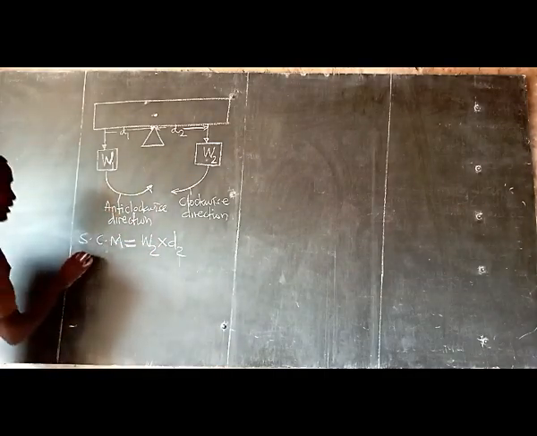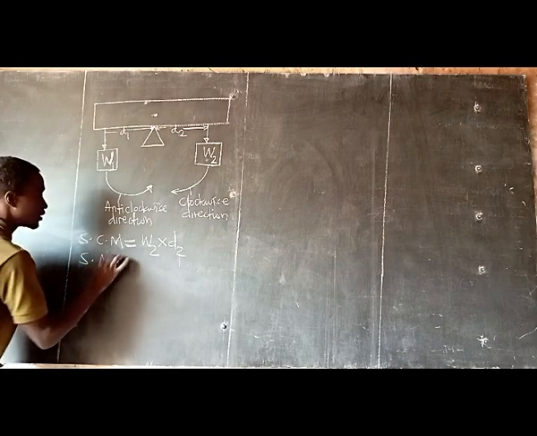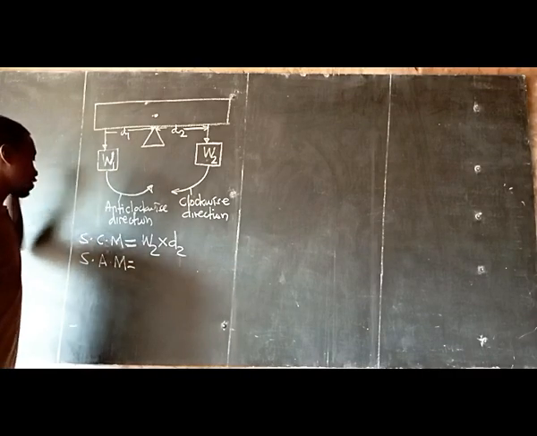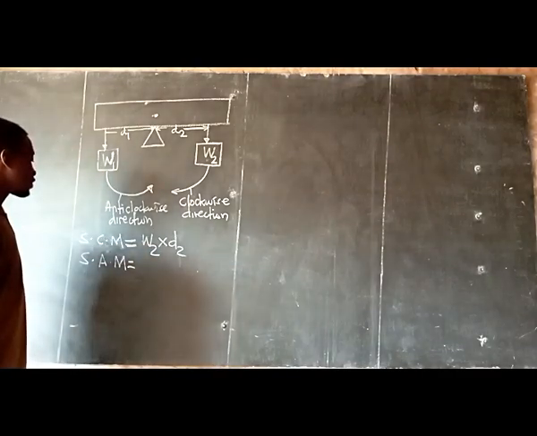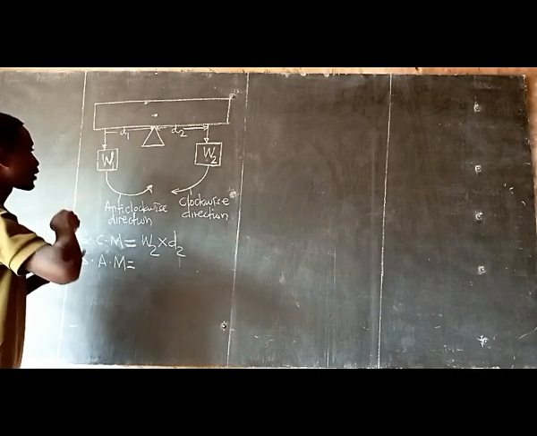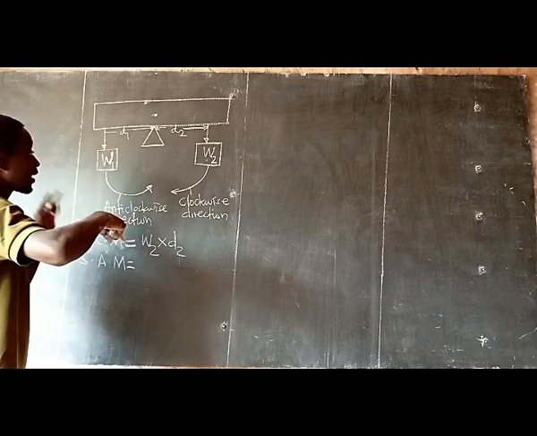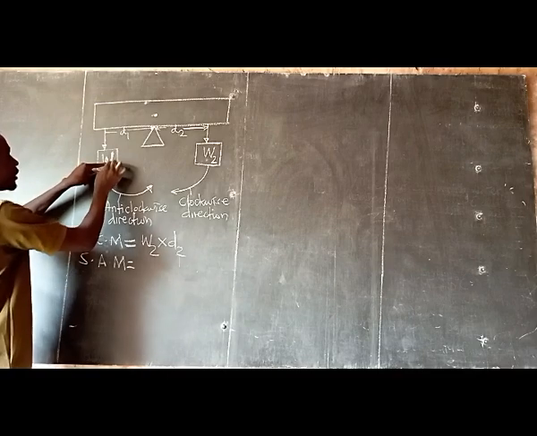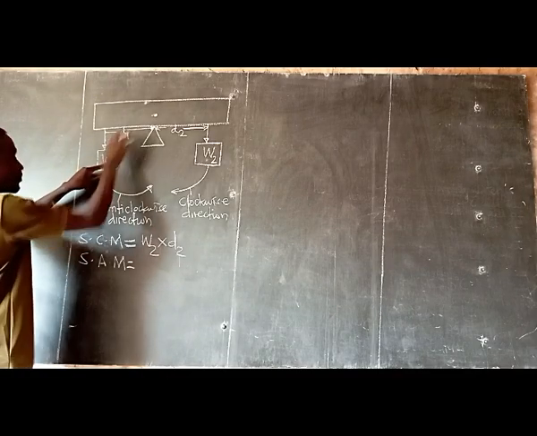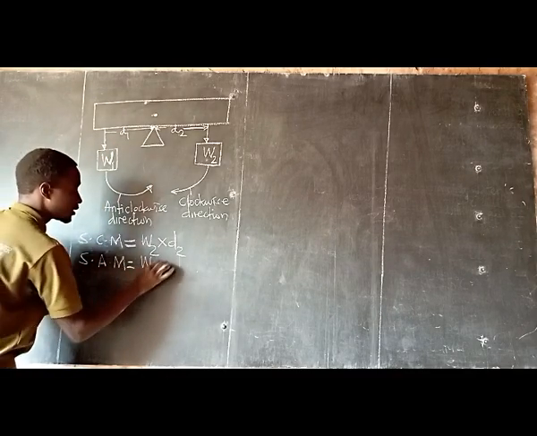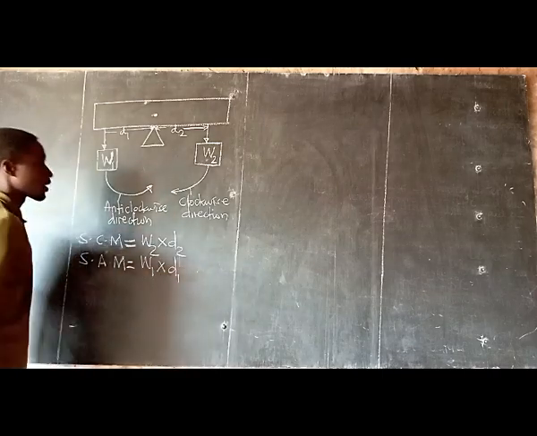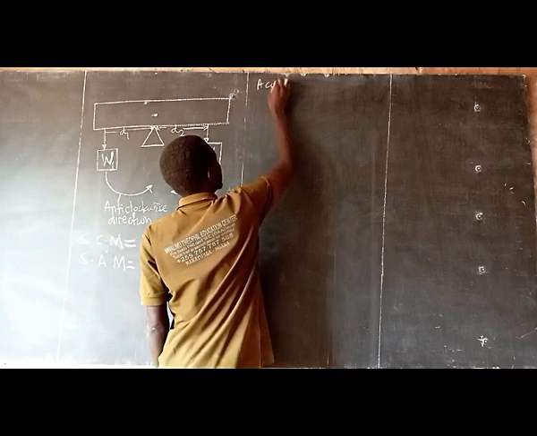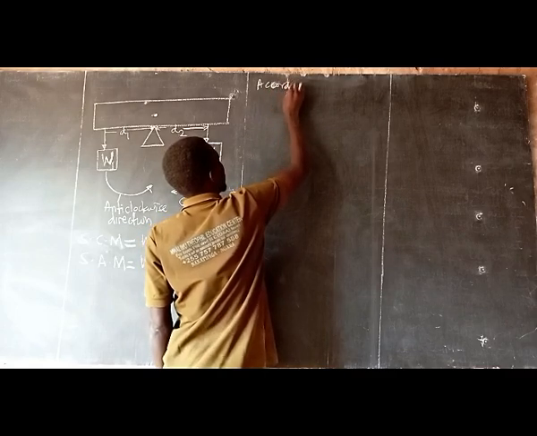Now let us see the sum of anticlockwise moments. The sum of anticlockwise moments will be equal to the particular force which moves in anticlockwise direction times its perpendicular distance from where it acts to the turning point. So it will be W1 times D1.